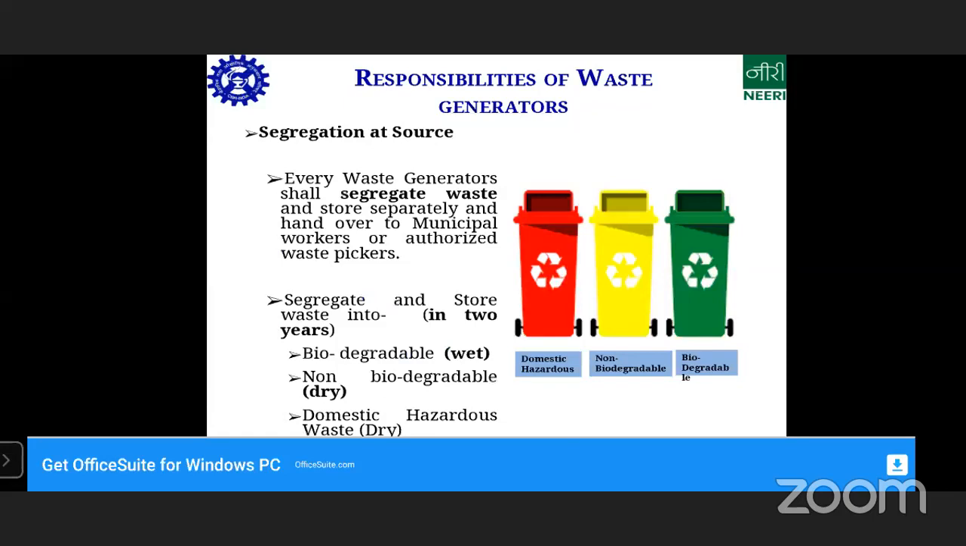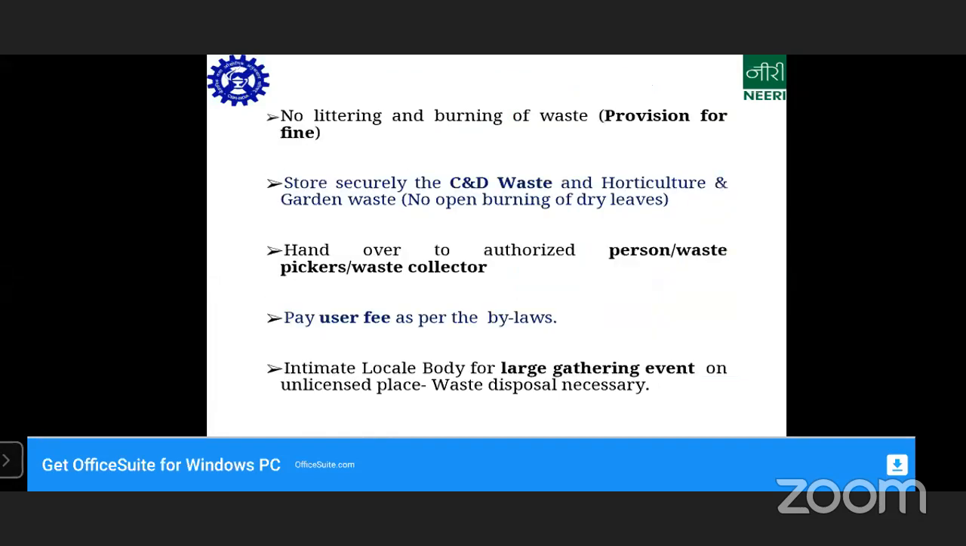So what this rule says is that you have to segregate waste at source, because segregated waste is easy to handle and treat. You have to segregate into wet, that is biodegradable, then non-biodegradable dry waste, and domestic hazardous waste. As shown here, there are three colors of bins. The green one is for the biodegradables, the yellow one is for the non-biodegradables, and the domestic hazardous waste, such as batteries and other things, can be put into the third. So this is a new norm that has been created, and it has to be followed by us.